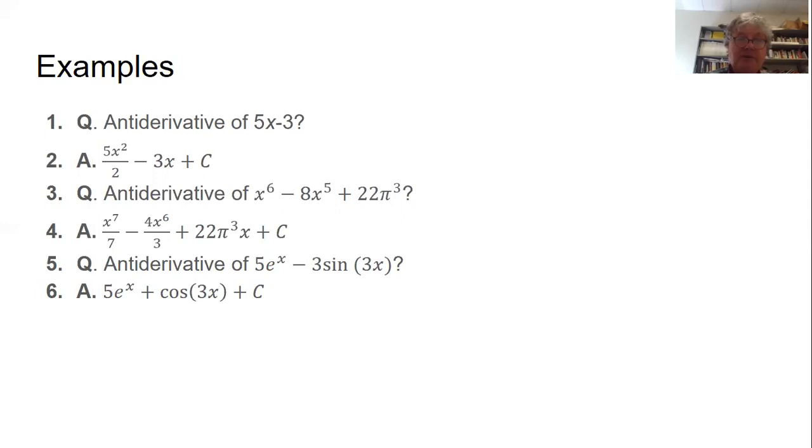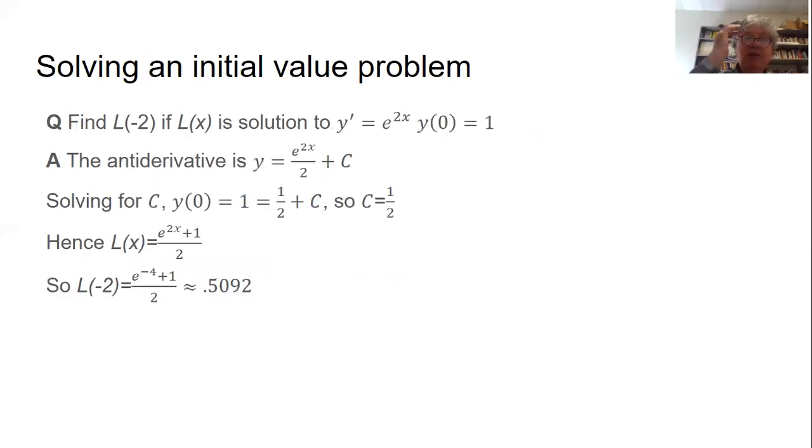What's the antiderivative of 5 e to the x minus 3 sine 3x? The antiderivative of 5 e to the x is 5 e to the x. That's because the derivative of 5 e to the x is 5 e to the x. Antiderivative of sine is going to be minus cosine, so the minuses cancel, we get the plus. It's sine 3x, so we're going to divide by 3, so that cancels out the 3, and we just get cosine 3x. And again, I just throw in the plus c. That plus c is important if we try and solve an initial value problem.